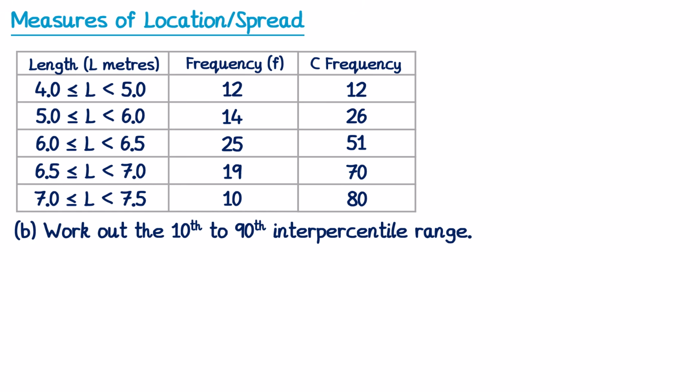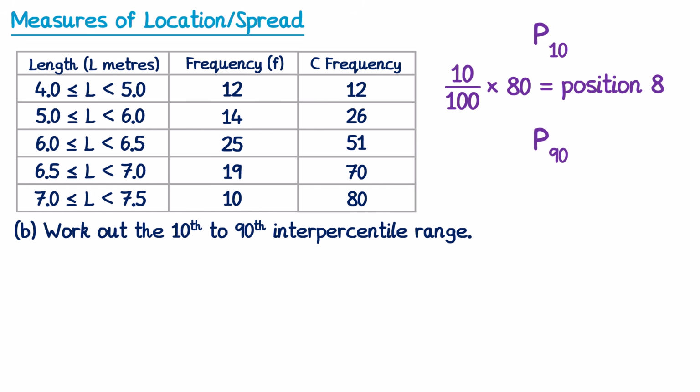Let's also work out the 10th to 90th interpercentile range. So for this, we're going to work out two different percentiles, P10 and P90. We'll start with P10. To find the location of P10, we find 10% of 80. So 10 over 100 multiplied by 80, which will give you 8. So we're looking for position 8. For the position for P90, we do 90% of n, so 90 over 100 multiplied by 80, which is position 72. So we now know the positions we're after.